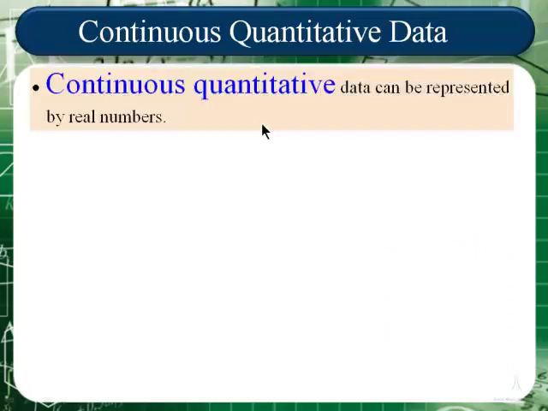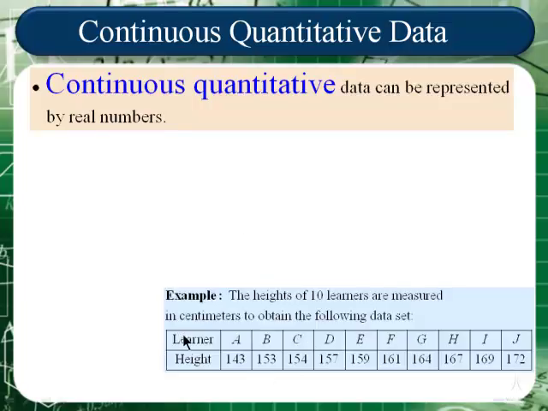Let us look at an example of continuous quantitative data. Now remember, continuous quantitative data are data that can be represented by any real number. A real number, as you will recall, is a number on the number line. Here is an example of such data. The heights of 10 learners are measured in centimeters, and we obtained the following results.